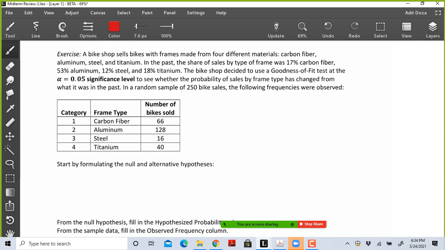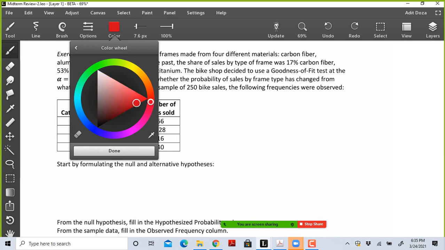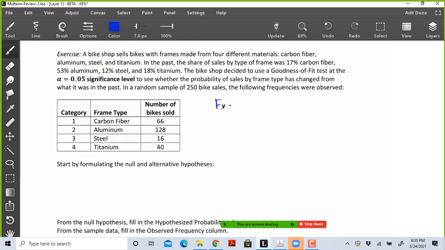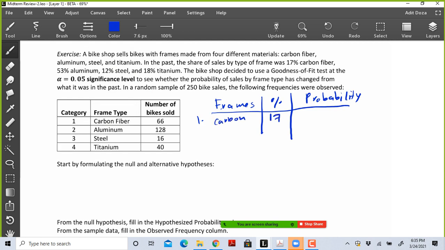So carbon fiber was 17%. So let's write it down. Frame, let me use a different color. These are frames. This is the percentages, and then the probability you have to write, right? So the first frame is what? Carbon fiber. So carbon fiber was 17%. And I told you guys that percentages you have to convert to probabilities. So how do you do that? You divide by 100. So that's 0.17. This is in the past.